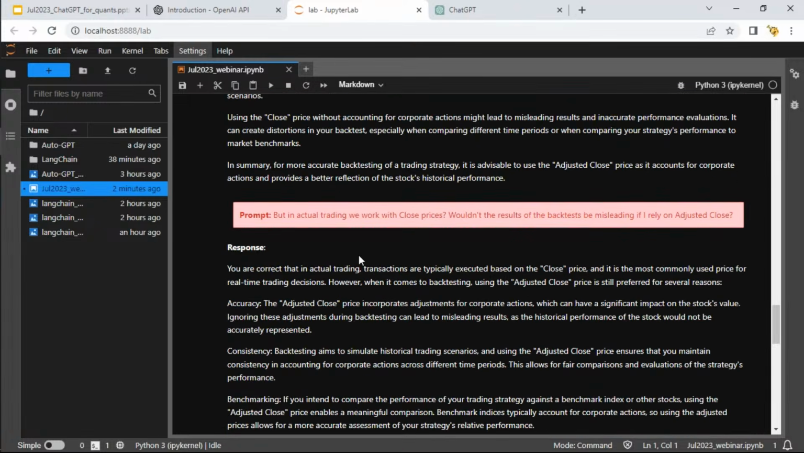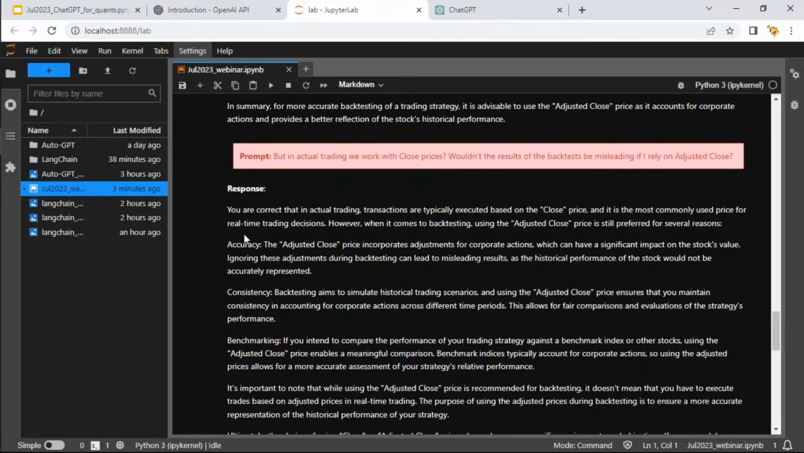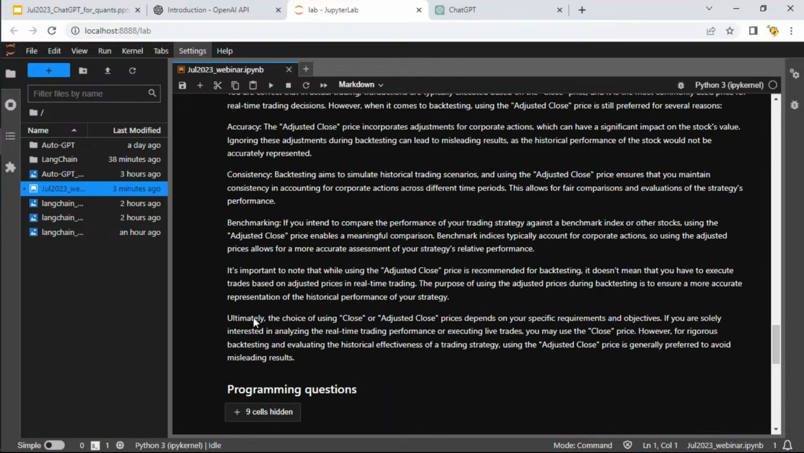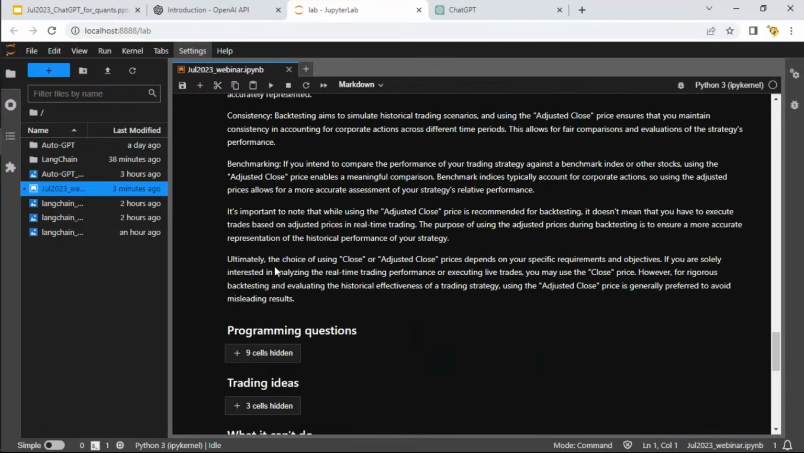Again, I'm essentially typing what I get asked. But in actual trading, we work with close prices. So wouldn't the results be misleading if I rely on adjusted close? So again, it gives me a counter explanation for that. So you're correct. Transactions are done this way. However, these are the reasons why it's preferred. And it tells me ultimately the choice depends on your requirements and objectives.